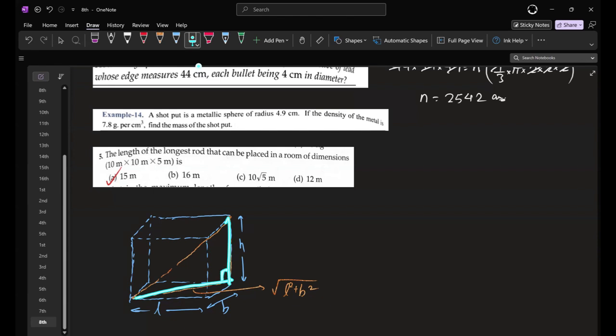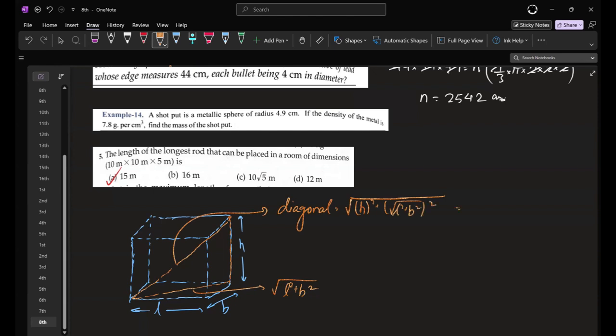So this is also making a 90 degree angle, where the two sides which are perpendicular to each other measure h and under root L square plus B square respectively. So the length of the hypotenuse, or the length of the diagonal, according to Pythagoras theorem, would be under root h square plus under root L square plus B square whole square. That is why it came out to be under root L square plus B square plus H square. Okay, that is how it is derived. This thing we are talking about.